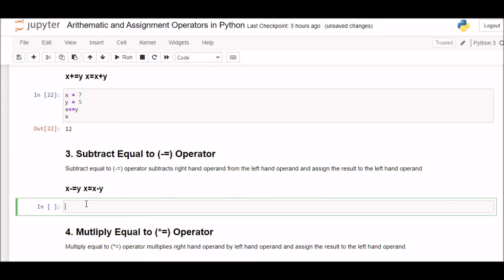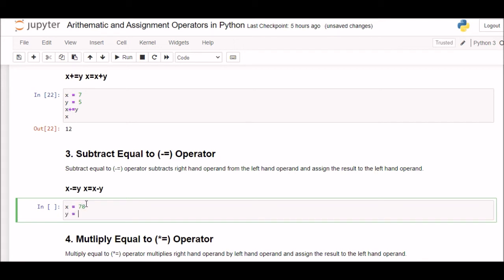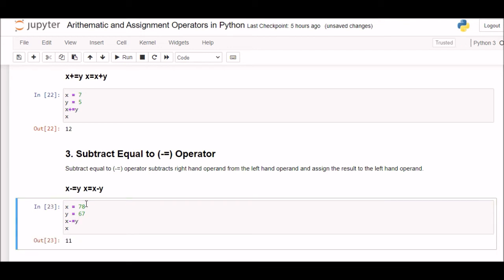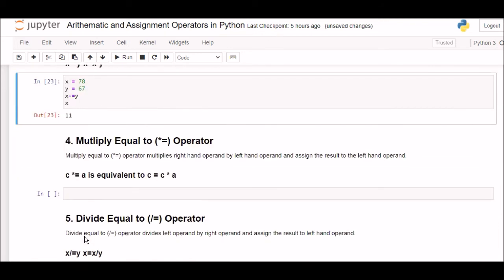Let's take an example. x = 78, y = 67. In the next line, x -= y and then x. Let's run the code. It gives the value x minus y. Okay, x is 78 and y is 67. 78 minus 67 is 11. It returns 11.